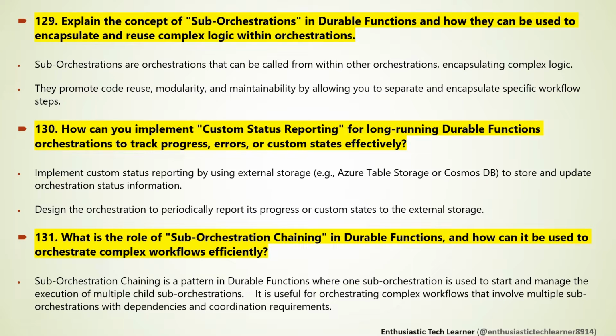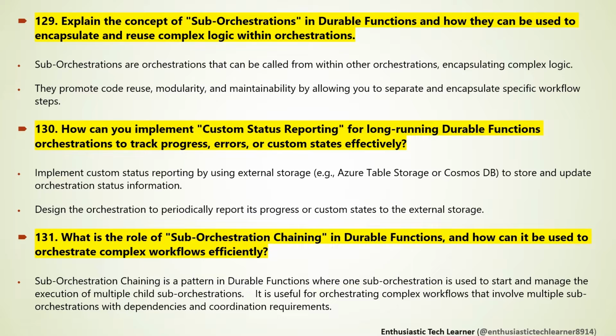How can you implement custom status reporting for long-running durable functions orchestrations to track progress, errors, or custom states effectively? Implement custom status reporting by using external storage, for example, Azure Table Storage or Cosmos DB, to store and update orchestration status information. Design the orchestration to periodically report its progress or custom states to the external storage.